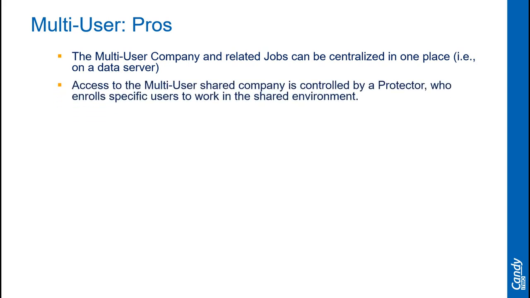So the access of the multi-user is controlled by the protector. So you're working in a protected environment, which decides who would have access to the shared environment and the jobs within. And as I showed you, you could be selective. You could have 10 guys or 20 guys enrolled to the multi-user company, but you could only have 16 users working on the multi-user company at any point in time, and you could decide who would be in that list of users who've got access to the job.